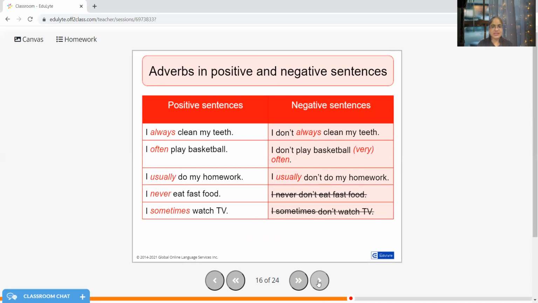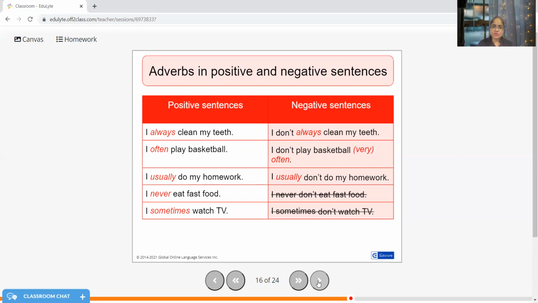I don't always clean my teeth. I often play basketball. I don't play basketball very often. I usually do my homework. I usually do not do my homework. And in the last two, the sentence cannot be framed like this: I never don't eat fast food. It should be I never eat fast food, because this sentence in itself is referring to the negative form.